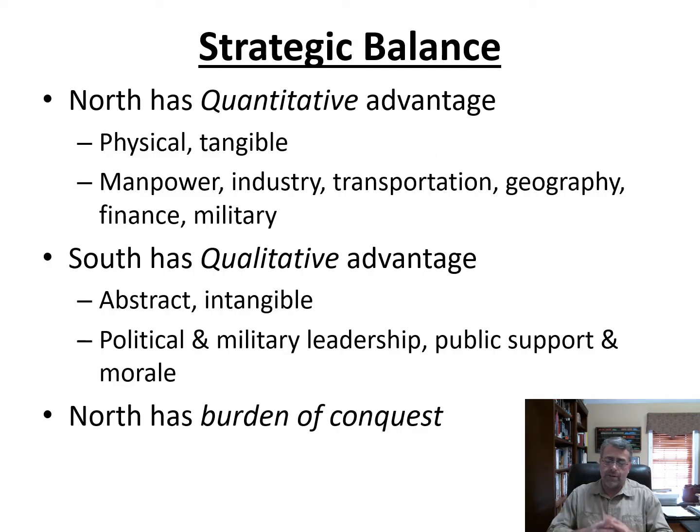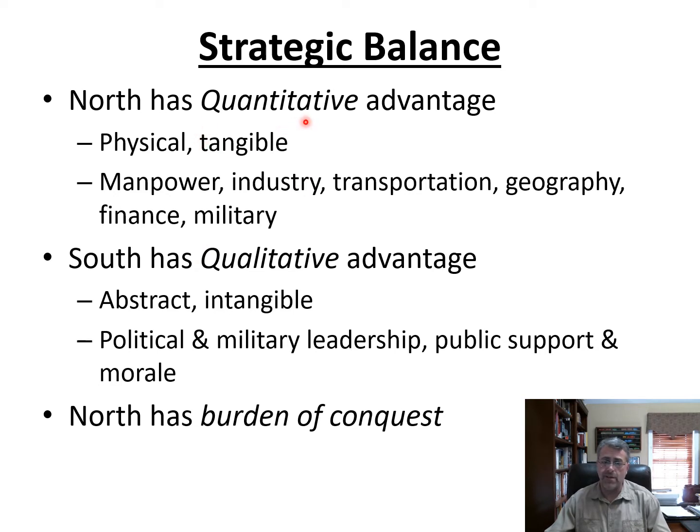When we talk about the term strategic balance, we're referring basically to the advantages and disadvantages that each side in a war has over the other. And of course, when we look at North and South, we see some obvious advantages and disadvantages right away, even at first glance. And these advantages can be broken down into 2 types of advantages: quantitative and qualitative.